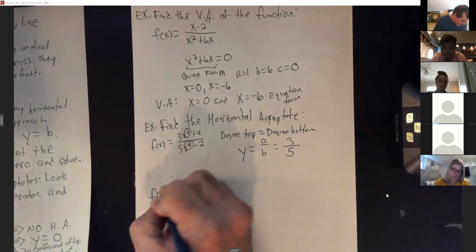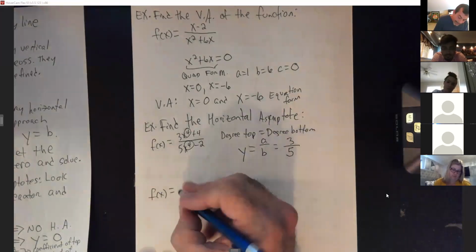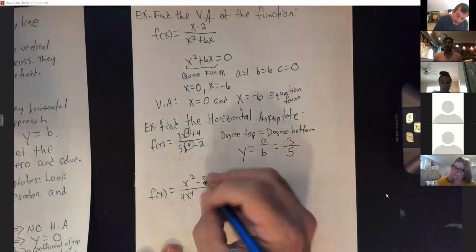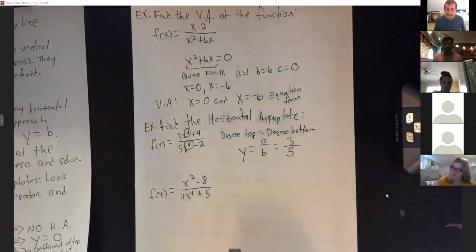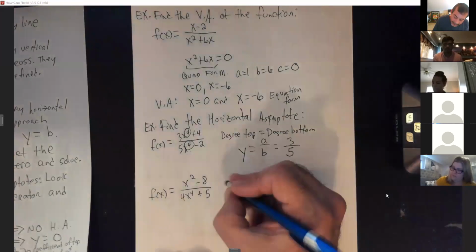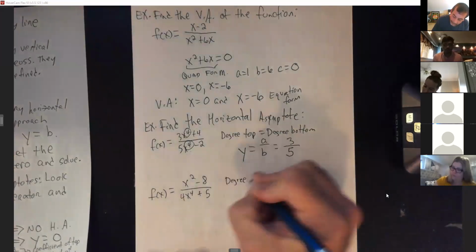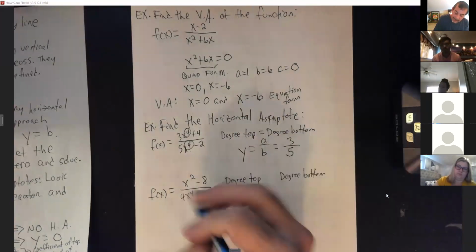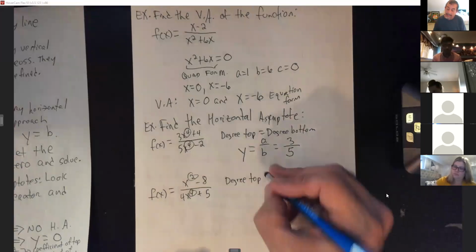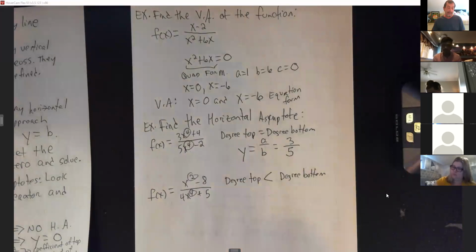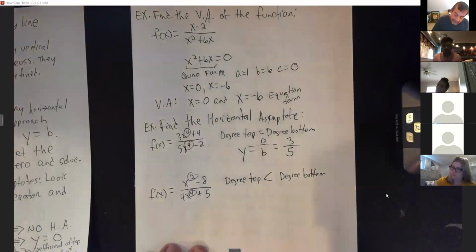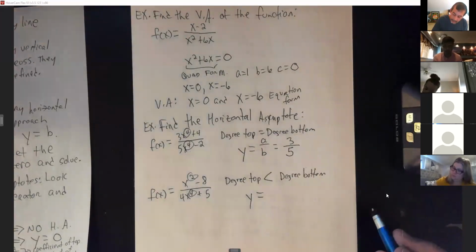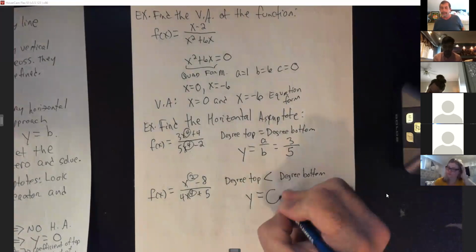How about this? f of x is 2x squared minus 8 over 4x to the 4th plus 5. So who y'all say got the higher degree this time? The bottom. Definitely, because you got a 4 down there and the 2 on top. So the top is less than the bottom, which means the bottom is greater than the top. We said that this was y equals, what was that, case number 2? So y should equal 0.